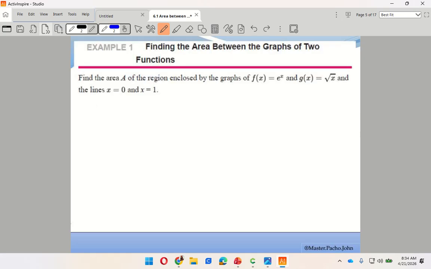Find the area A of the region enclosed by the graphs e to the x and x to the 1/2 and lines x equals 0 and x equals 1. So setting up your integral, if you did this correctly and you saw it on the test, this is one of the ones where just writing it out correctly was going to give you the whole point. So what would my integral be?